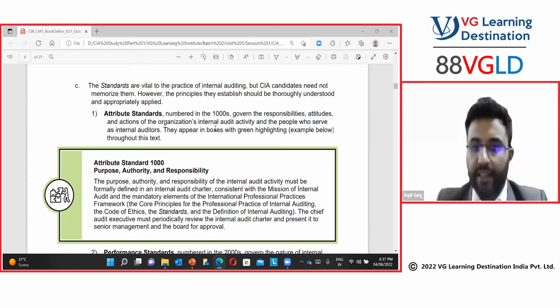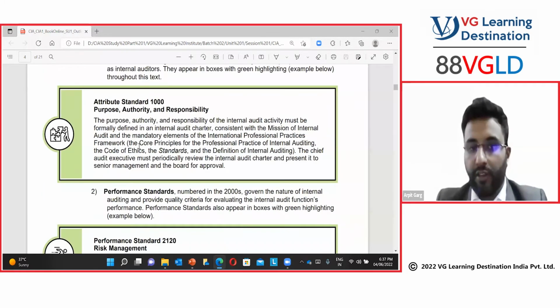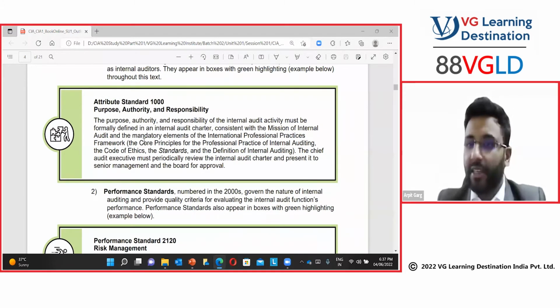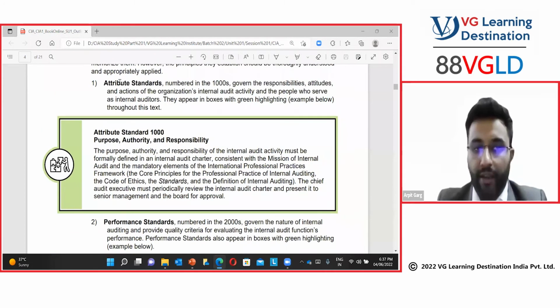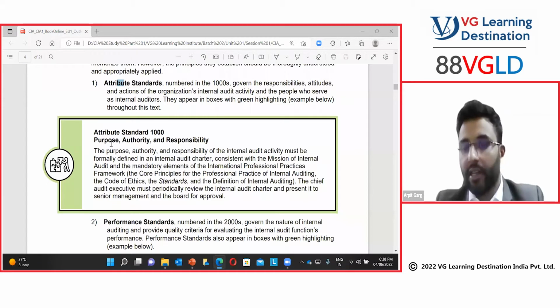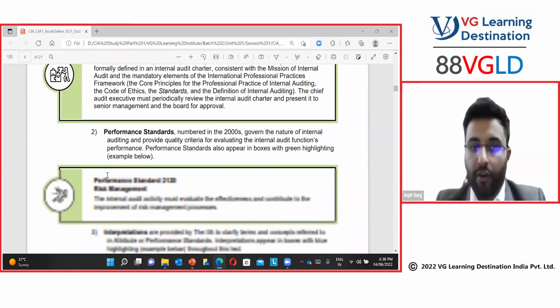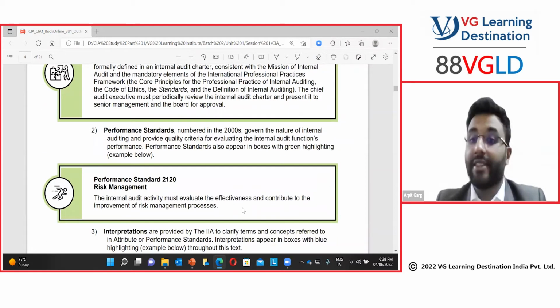Folks, just for your better understanding, they will appear in boxes with green highlighting, which is just an example. When we cover each of these attribute standards, these are just examples, so it doesn't mean that you have to learn it. You have to just understand that this is one type of attribute standard, while we have taken a variety of others. We have covered through the presentation the different attribute standards, all those 19 in series. Similarly, when we read performance standards, this is just one example of a performance standard. You don't have to learn it.